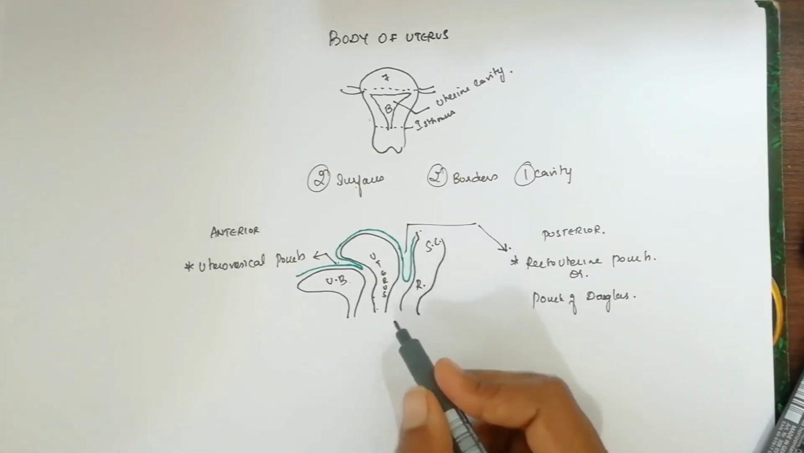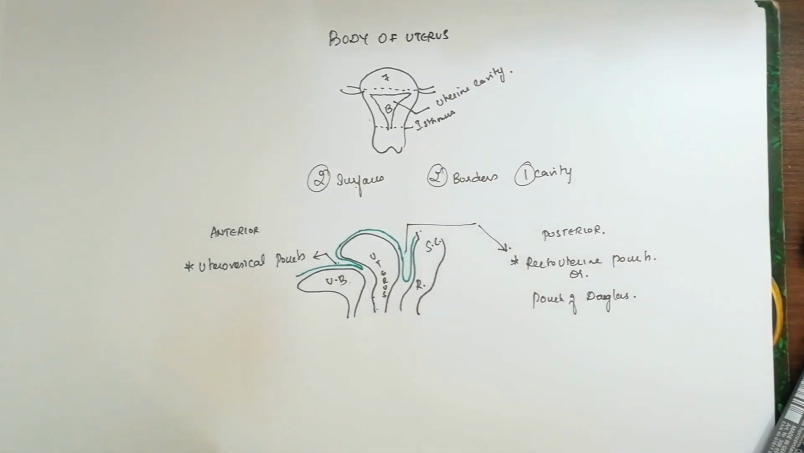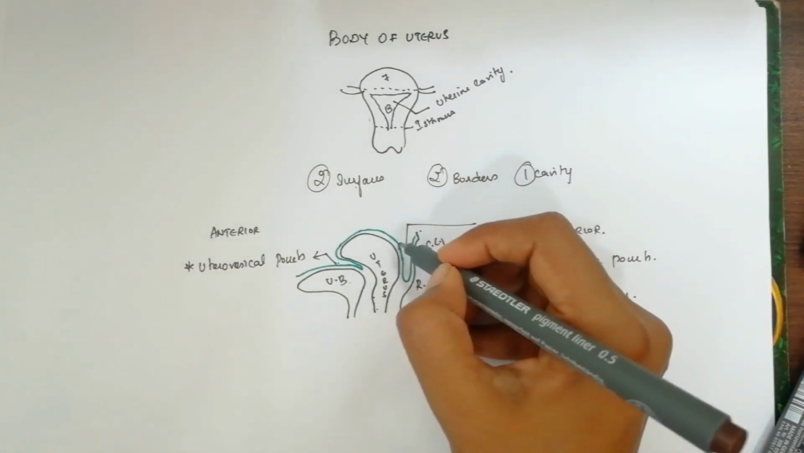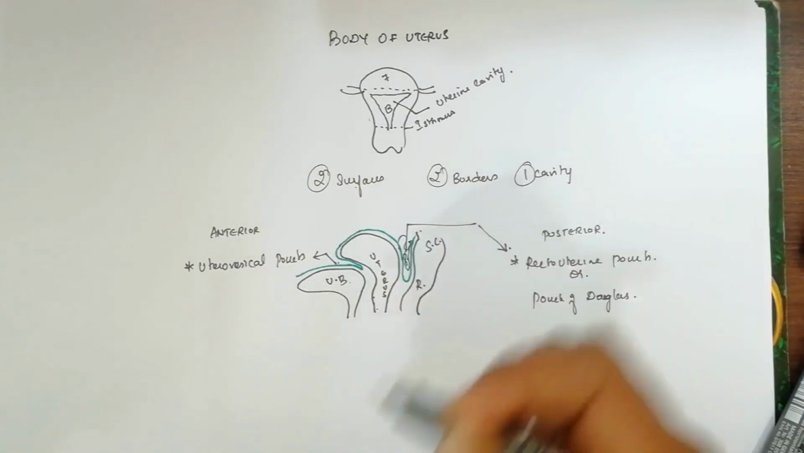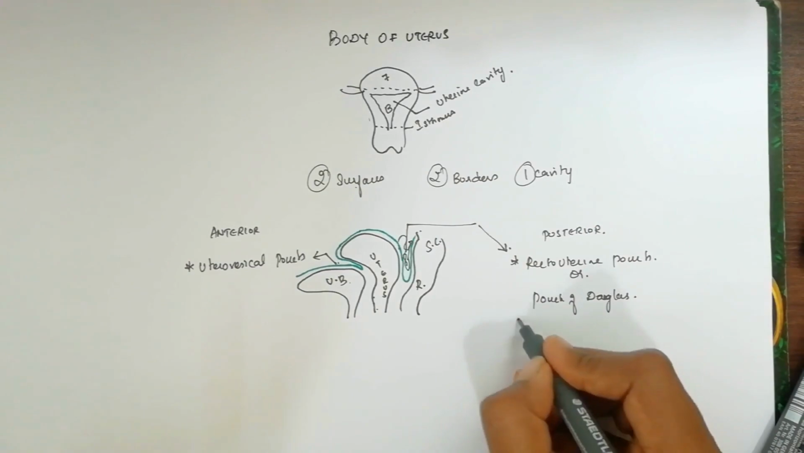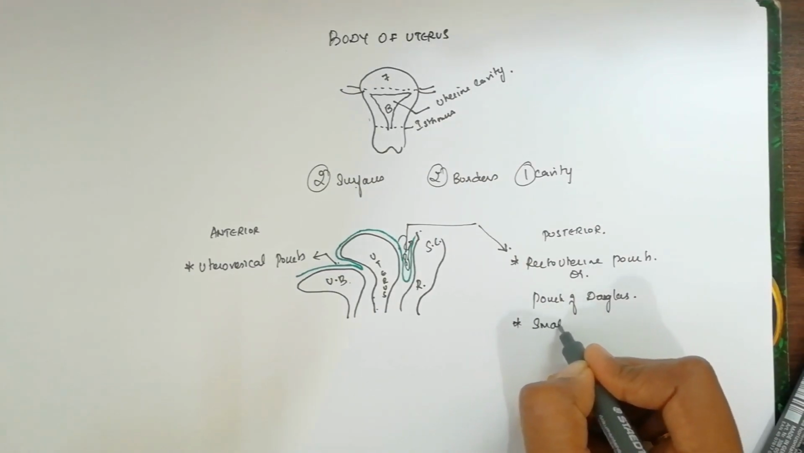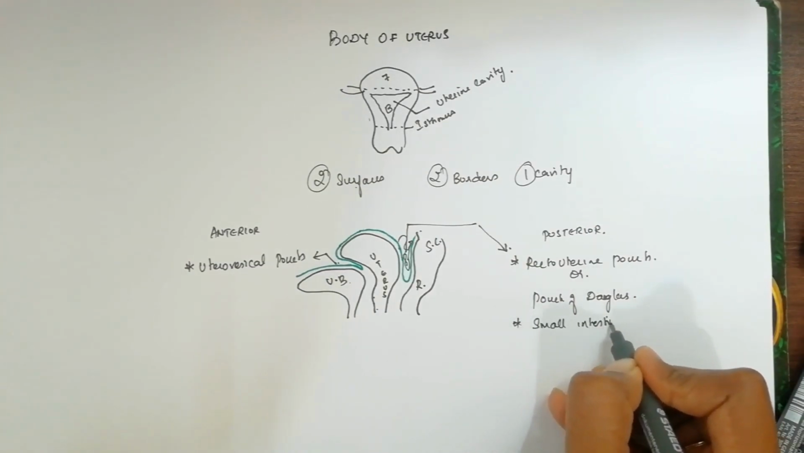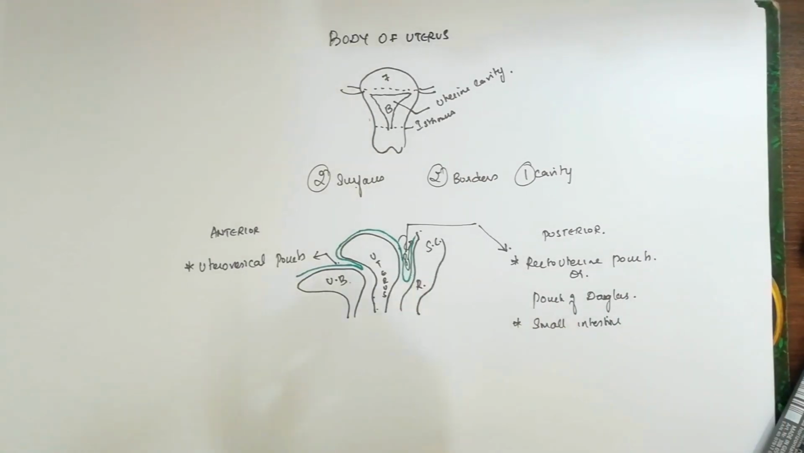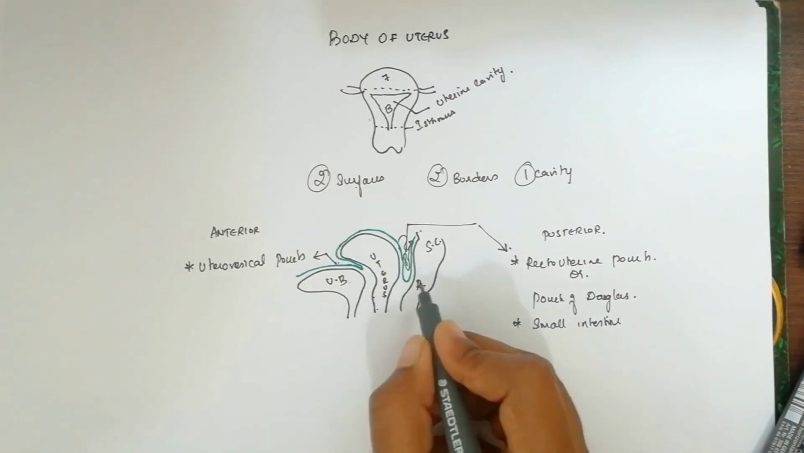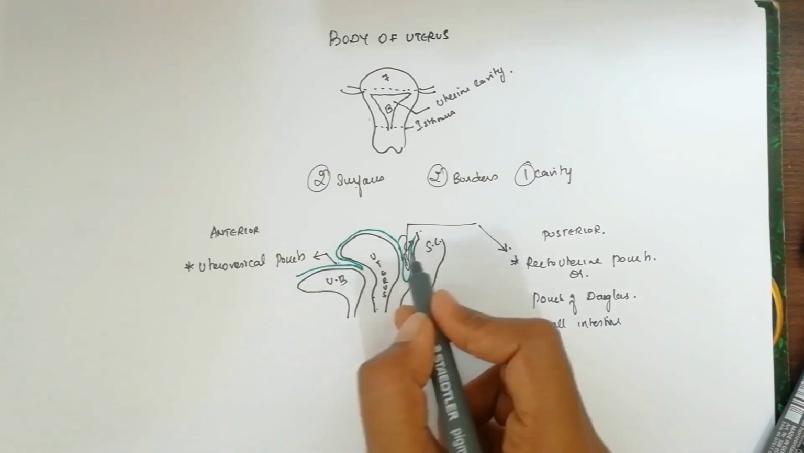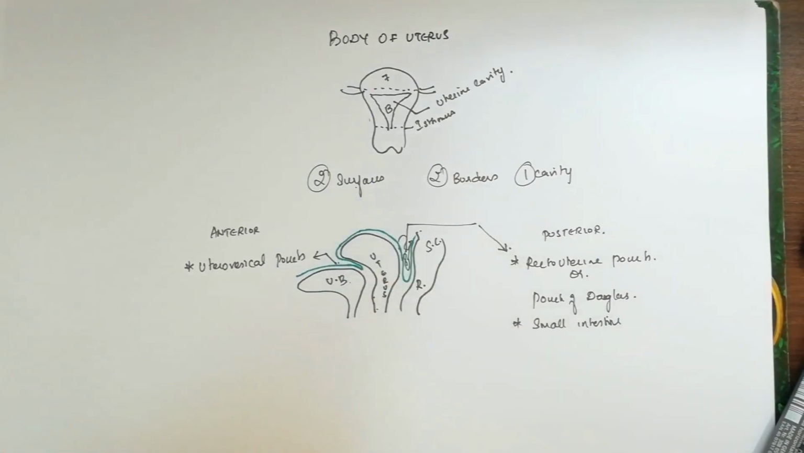So this is how it is related. Along with this, in this pouch we will have some contents of the small intestine placed over here. So that relation we can also mention, that is coils of small intestine, along with part of the sigmoid colon. So this is all about the relations of the anterior and posterior surface of the uterus.